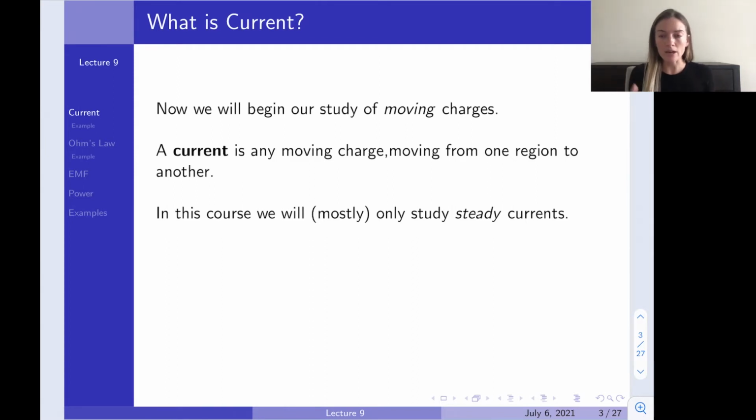So current, what is current? Current is just moving charges. So anytime if we just have a single electron that starts here and he moves over to here, that's a current. Anytime we have a moving charge, that's a current.